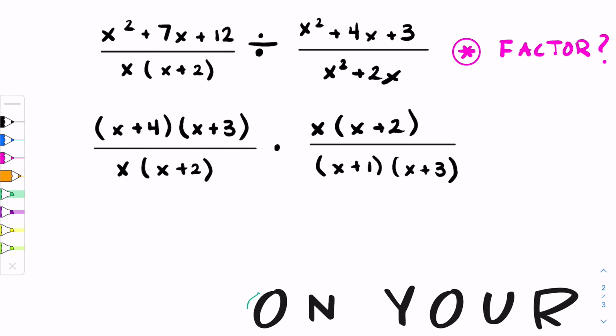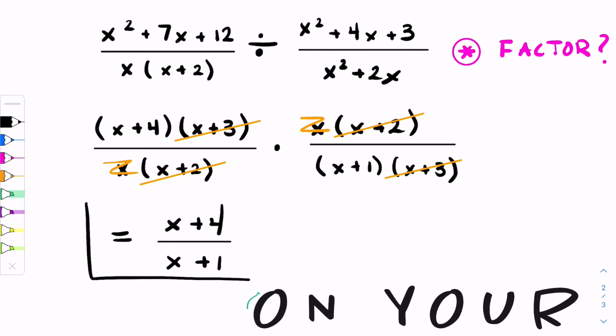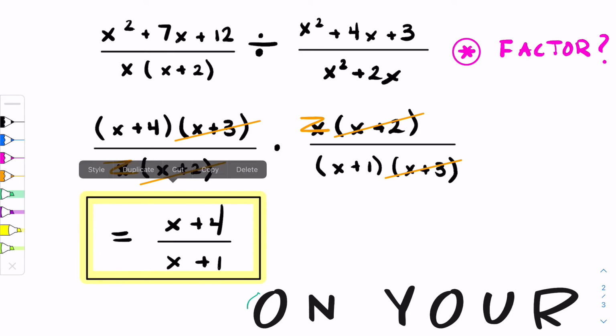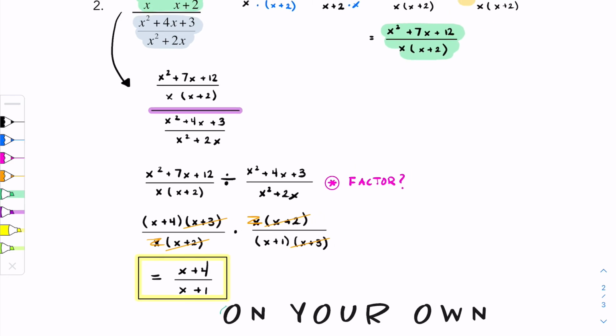And at this point in the complex fraction, we can eliminate the value of x. We can eliminate x plus 2. We can eliminate x plus 3. And our final complex fraction simplifies to x plus 4 divided by x plus 1. And that's your final answer for number 2.